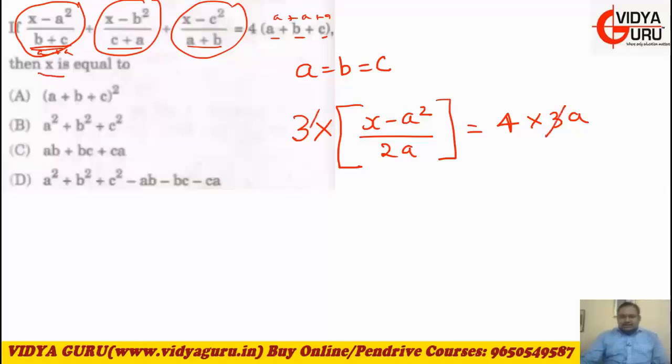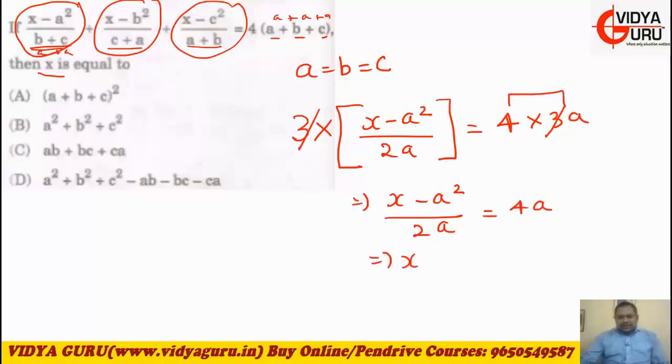So this 3 and this 3 are cancelled. So I can say that (x minus a square) divided by 2a is equal to 4a. So from here x is equal to 4a into 2a is equal to 8a square, and this a square gets transferred. So 9a square. So x must be equal to 9a square.